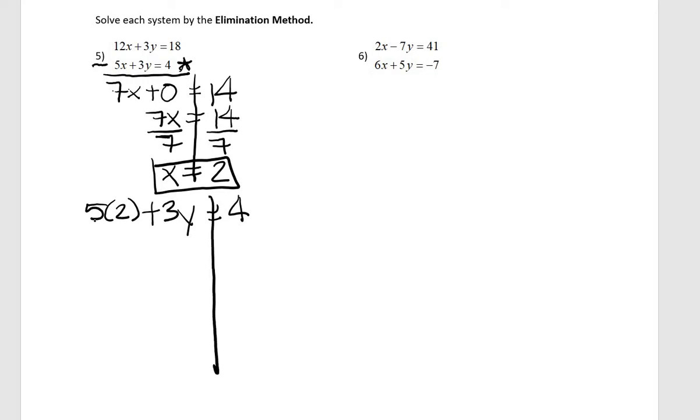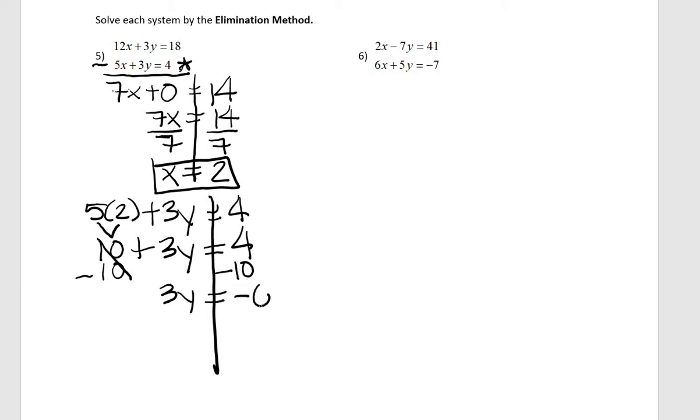So I just copied this bottom equation down, but instead of x I put a 2. And now we can solve it for y. 5 times 2 is 10. So then we have 10 plus 3y equals 4. Next I'm going to get rid of 10 by subtracting it on each side. 10 minus 10 is 0, so I get 3y equals 4 minus 10, which is negative 6. And feel free to use a calculator on any of these, like if you feel like you can't do it in your head. No problem with using a calculator.